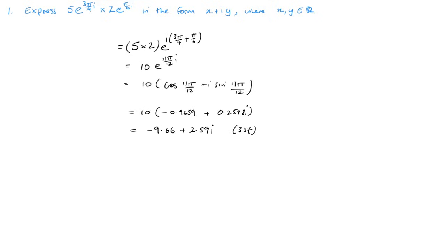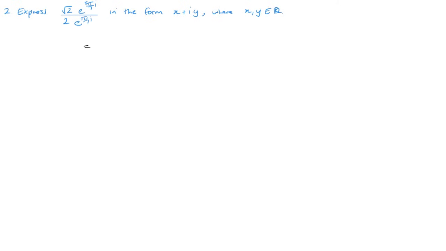Okay, so that is question 1 complete. Okay, question 2. So we got root 2 over 2, e to the i, and then we've got 5 pi over 7 minus pi over 7. So root 2 over 2 stays as root 2 over 2. E to the i, oh, let's not put the i in yet. That's going to be 4 pi by 7 i.